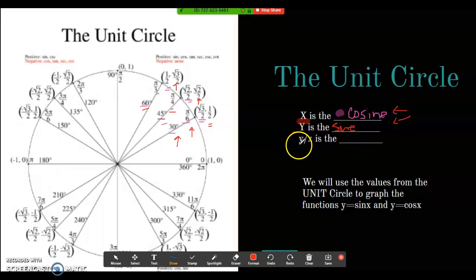Now, if we take the y divided by the x, it's going to give me the tangent at that angle. Today, we're going to focus on just graphing cosine and sine functions. And what we're going to do is use the values from the unit circle at our special angles to come up with the graphs of y equals sine of x and y equals cosine of x. So let's start with y equals sine of x.